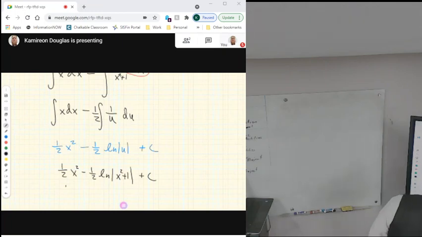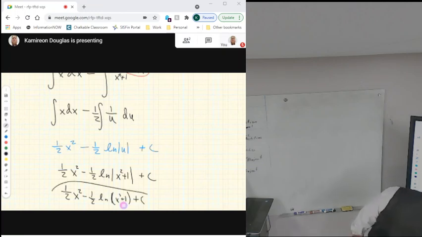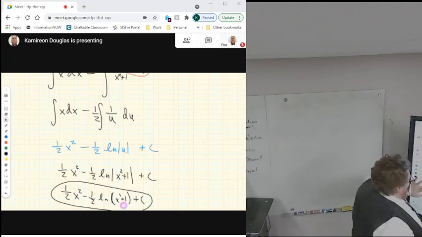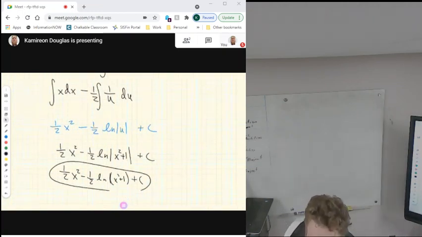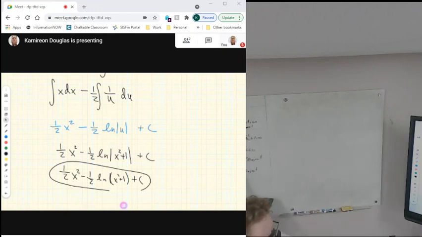So the alternative version of this problem and the solution in the back of the book is 1/2 x squared minus 1/2 ln of x squared plus 1 plus c. No problem. Yeah, it had a little trick to it. Thought about long division. Didn't do it. Long division was also introduced in this chapter. Oh, yeah. Close.